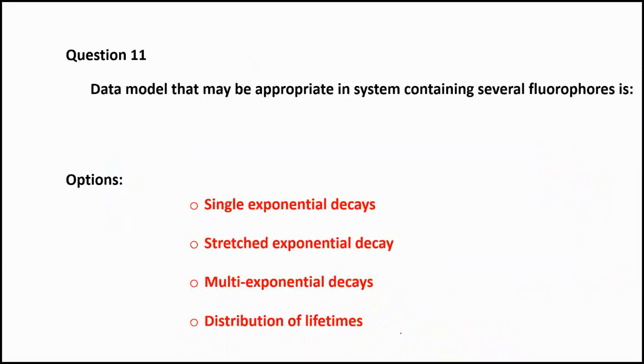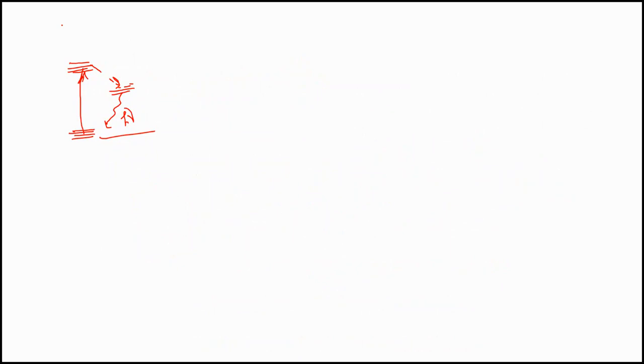The next question: the data model that may be appropriate in a system containing several fluorophores is: first, single exponential decay; second, stage exponential decay; third, multi-exponential decay; and fourth, distribution of lifetimes. First, I'll tell you one thing. For a single exponential decay, let's say this is the plot of log of intensity versus time. When you take the plot, you will get a single straight line. So this will be your line.